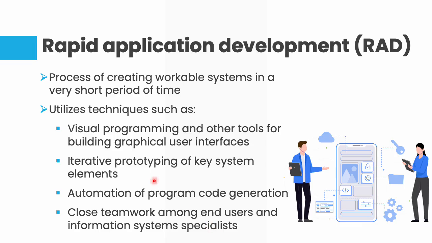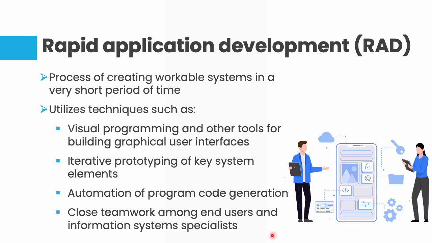And the second technique is called the iterative prototyping of the key system elements. Remember the prototyping? RAD uses this a lot. So developers quickly build a simple version, show it to users, get feedback, and improve it again and again. This cycle repeats until the system is just right.